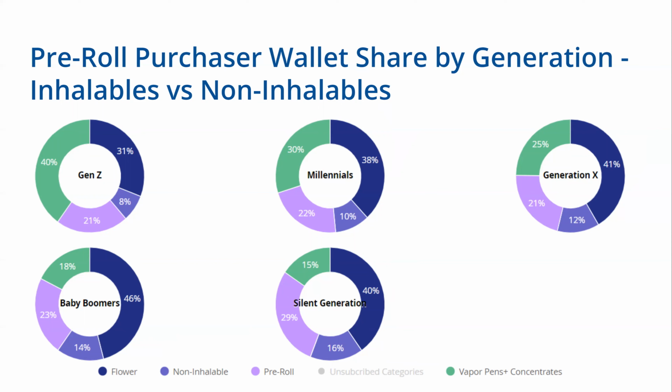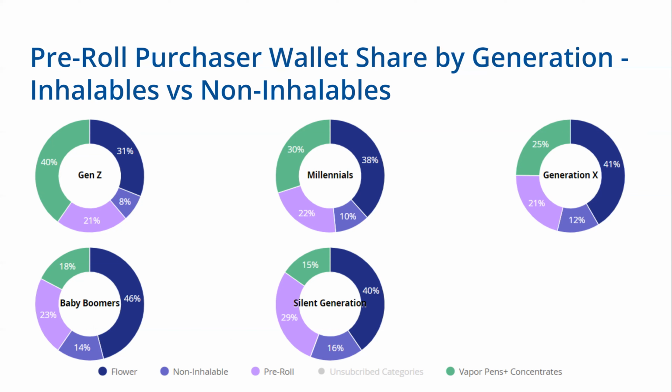Another insight that shouldn't surprise us that much is that the silent generation pre-roll customer is spending the most on non-inhalable products out of the other four generations. But they're spending the most on pre-rolls than all the other generations. This might be due to them not being able to roll their own joints anymore, but I like to think that grandma and grandpa are chilling with their friends and smoking a joint with one another at their retirement homes.